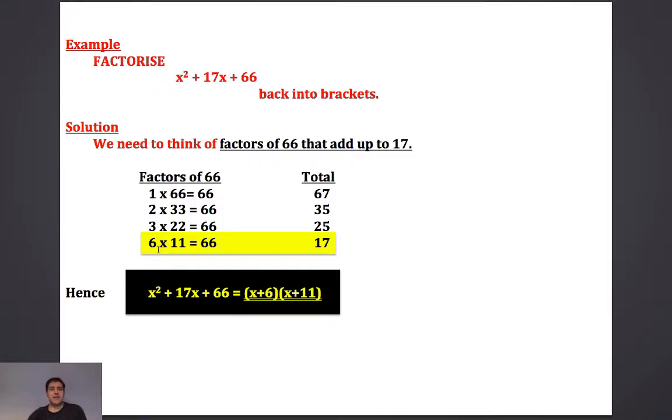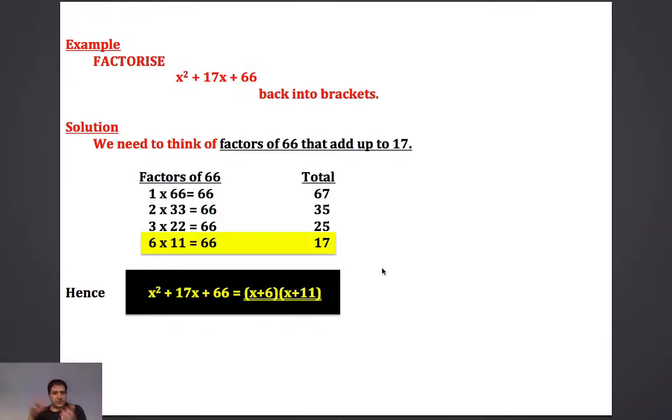And then finally we got there: 6 times 11. 6 times 11 is 66, so that's factors of 66, and then 6 plus 11 adds up to 17. So factors of 66 that add up to 17 are 6 and 11, so they are the numbers that go in the brackets. X squared plus 17x plus 66 is equal to x plus 6 times x plus 11.